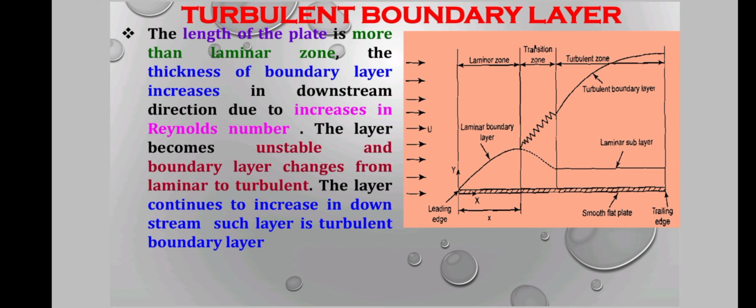And the next thing is about the turbulent boundary layer. The length of the plate is more than the laminar zone. The thickness of the boundary layer increases in the downstream direction due to increase in the Reynolds number. The layer becomes unstable and the boundary layer changes from laminar to turbulent. The layer continues to increase downstream. Such a layer is the turbulent boundary layer.